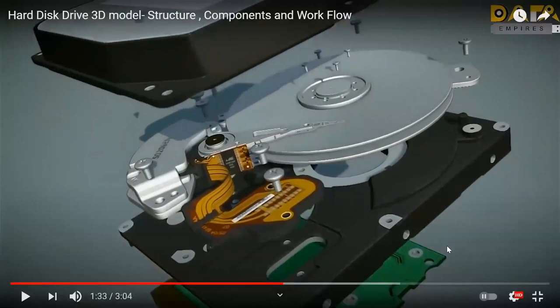Here you can see the picture very clearly. The platters are there, the head is there, the actuator arm is there.